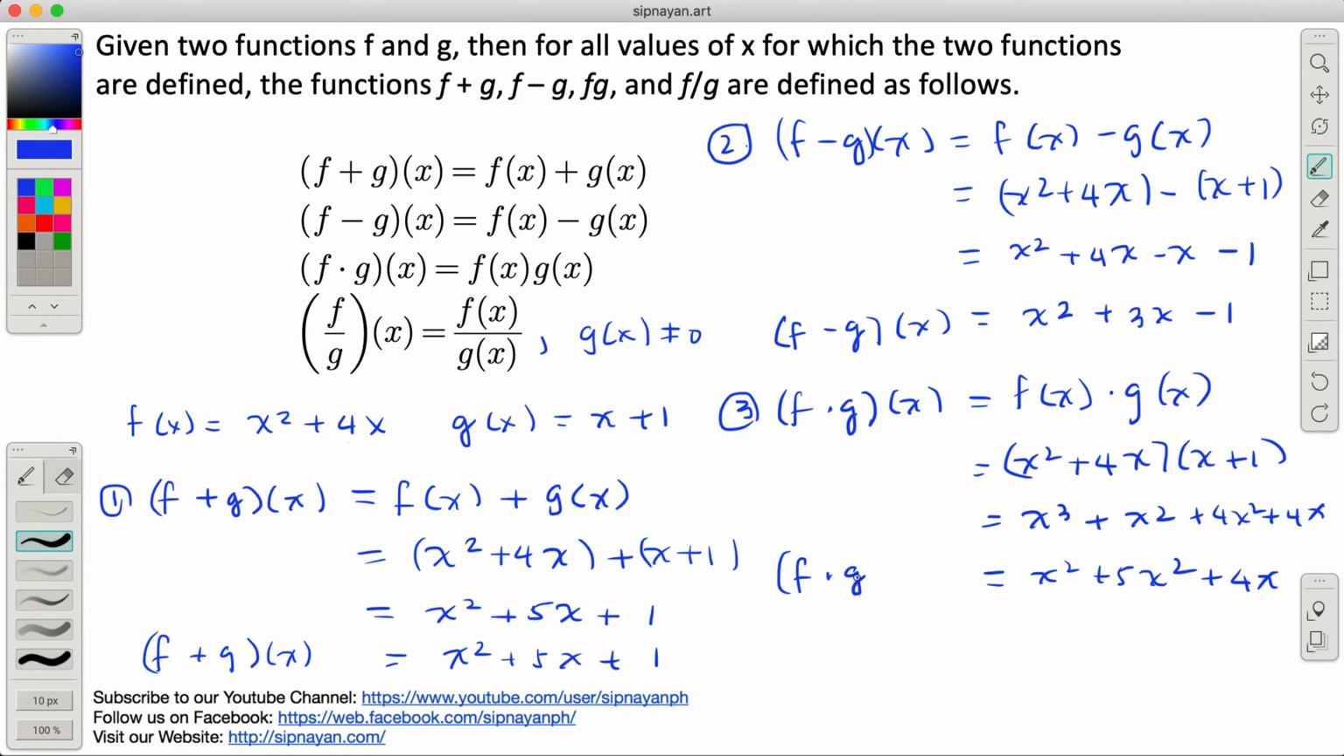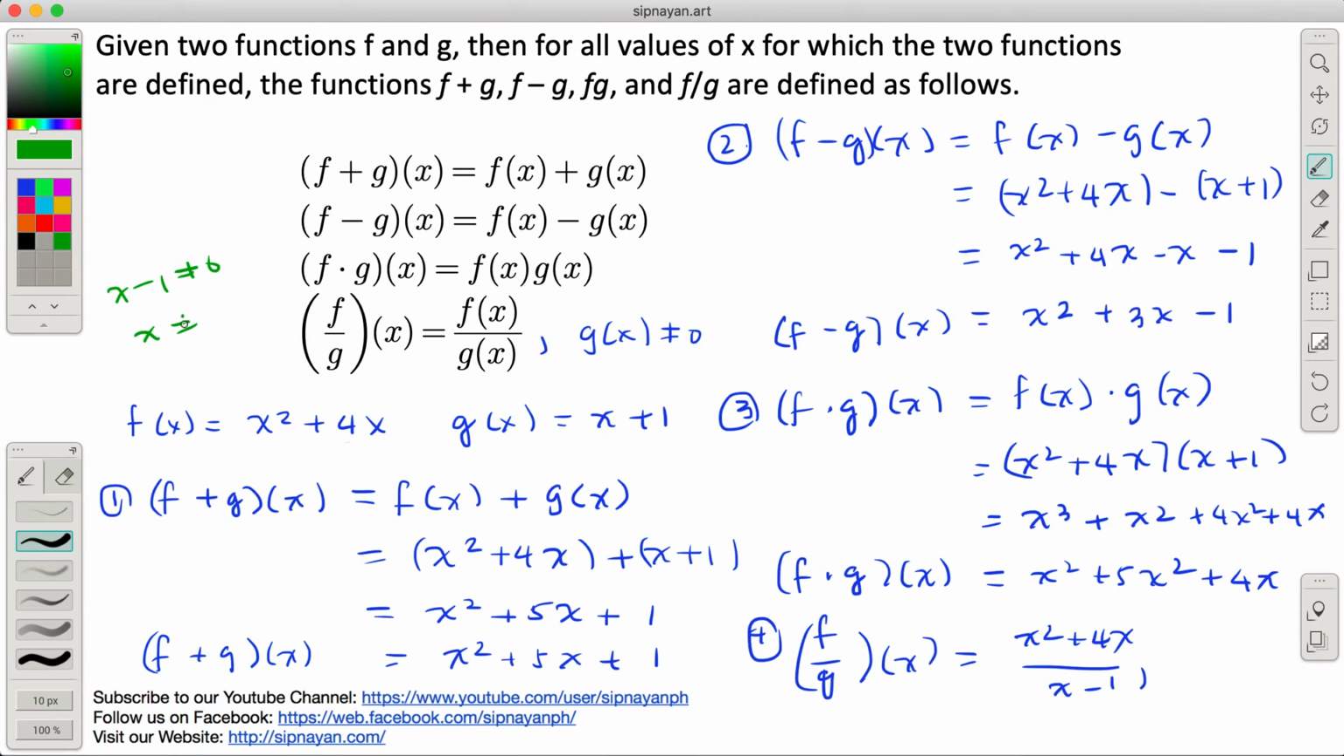So this is f times g of x. And syempre, number 4, yung pinakahuli, this is f over g of x is equal to x squared plus 4x over x plus 1. Sabi g of x is not equal to 0. So x plus 1 is not equal to 0, meaning x is not equal to negative 1. Kasi pag nag negative 1 plus 1 ka, mag-0, meaning x should not equal negative 1.